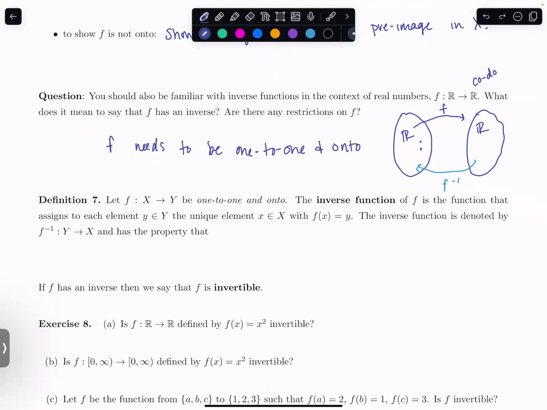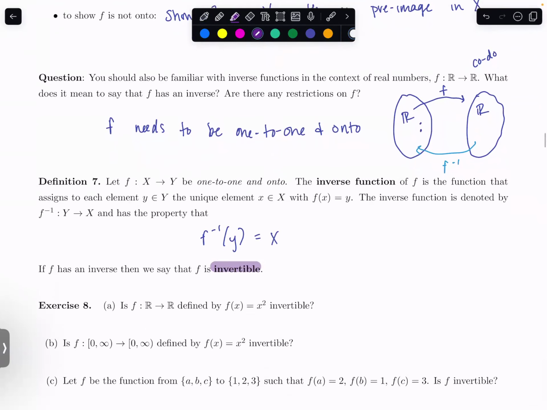So if a function is both one-to-one and onto, the inverse function of f is the function that assigns each element of y to the unique element in x where f of x equals y. The inverse function is denoted f inverse from y to x and has the property that f inverse of y is x. And when that happens, we say that f is invertible. So for a function to be invertible, it has to be one-to-one and onto.